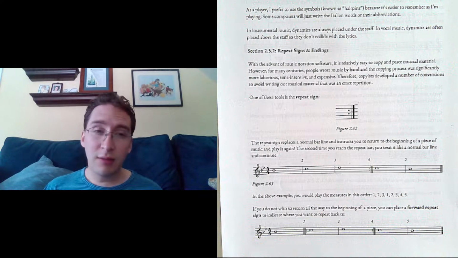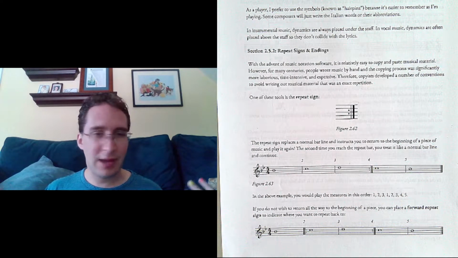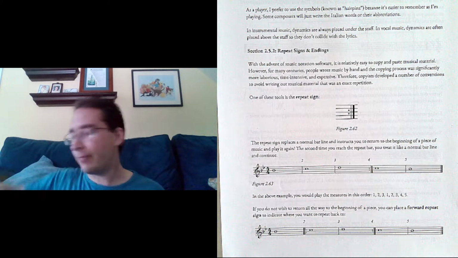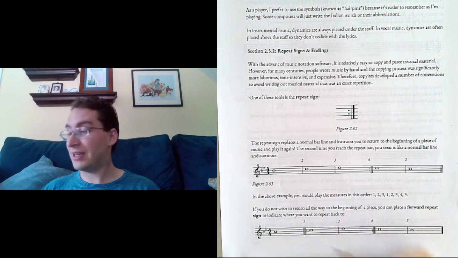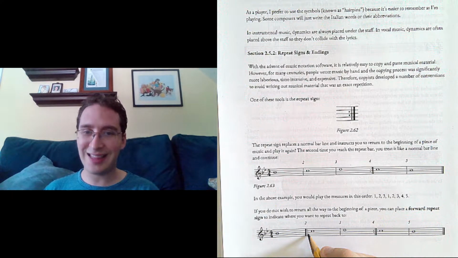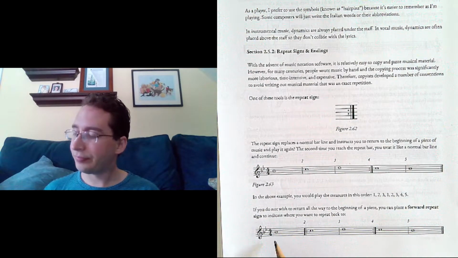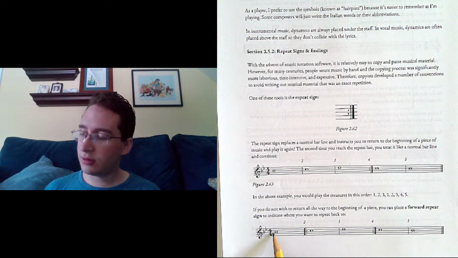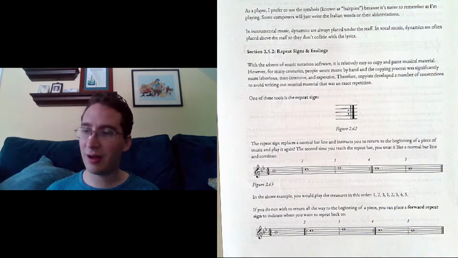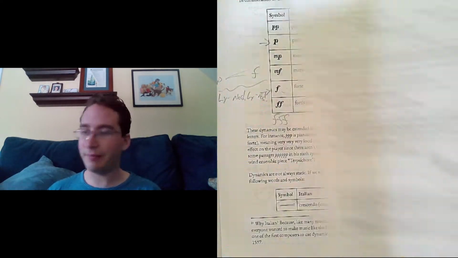So, maybe you don't want to go all the way back to the beginning. Maybe you have a 517 bar piece and you only want to repeat a little bit in the middle. So then you can do a forward repeat sign, which looks like a repeat sign, but backwards. So it's thick line, then thin line, then the two dots. So this one would go da da da da da da da. Okay, great.